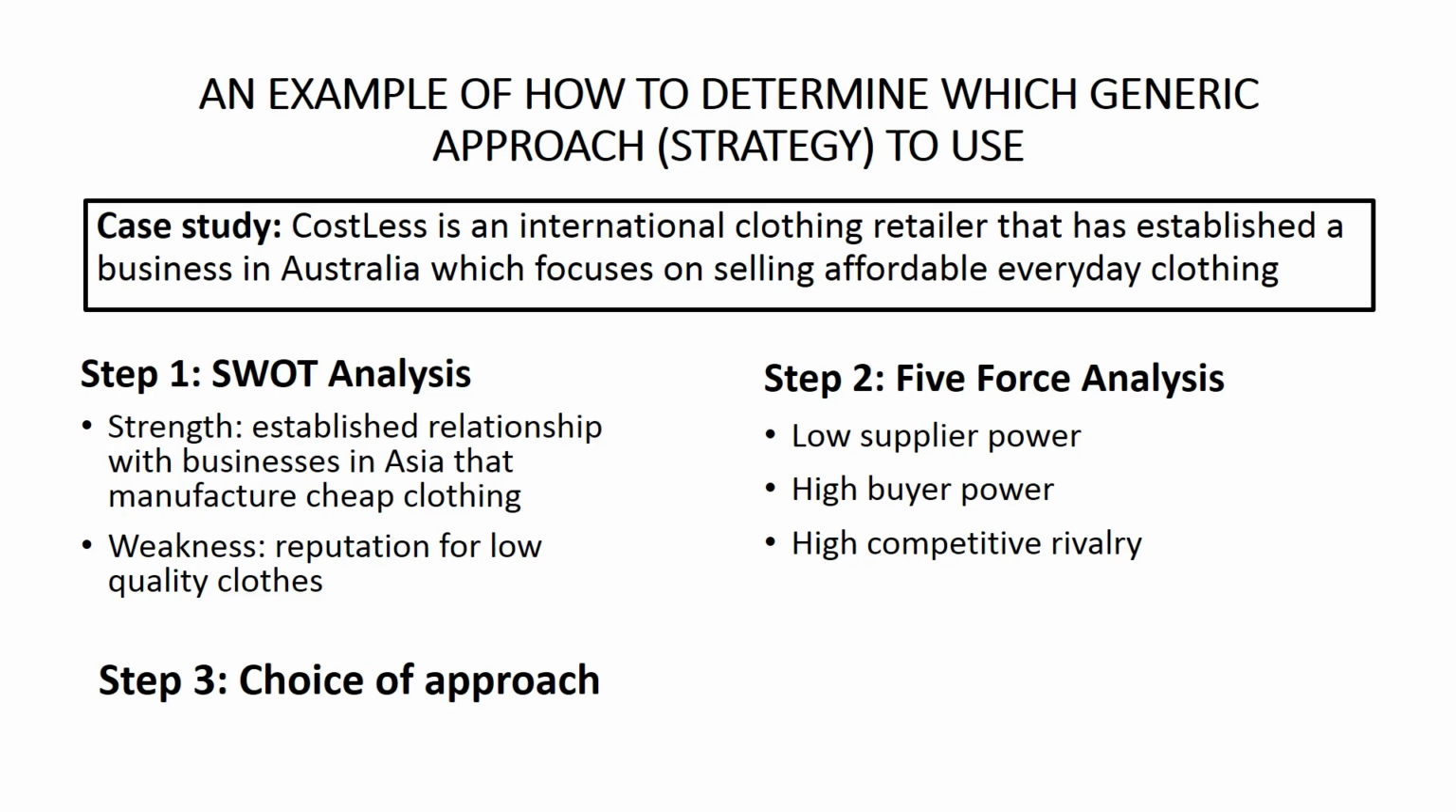This strength of Costless in being able to buy cheap clothes from Asia, combined with low supplier power, suggests that a lower cost approach would be most appropriate. Because Costless is competing against clothing retailers across Australia, this lower cost approach will be the cost leadership strategy.